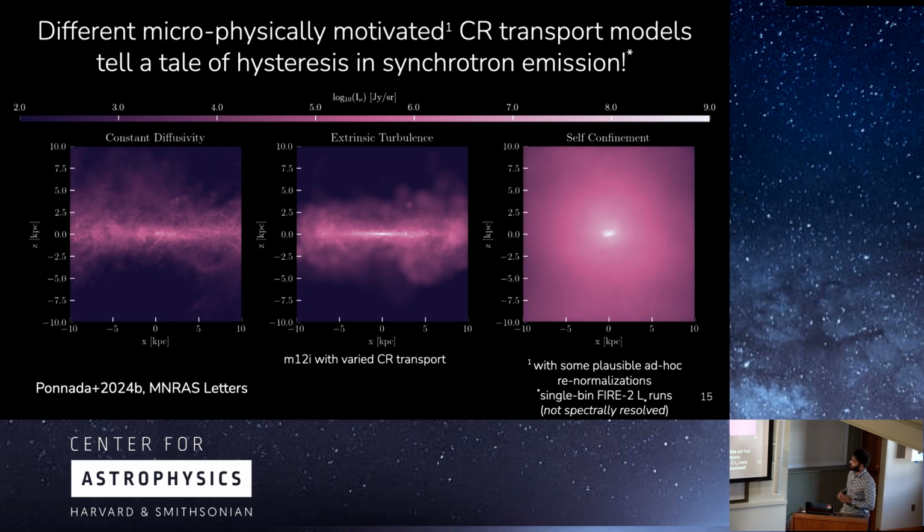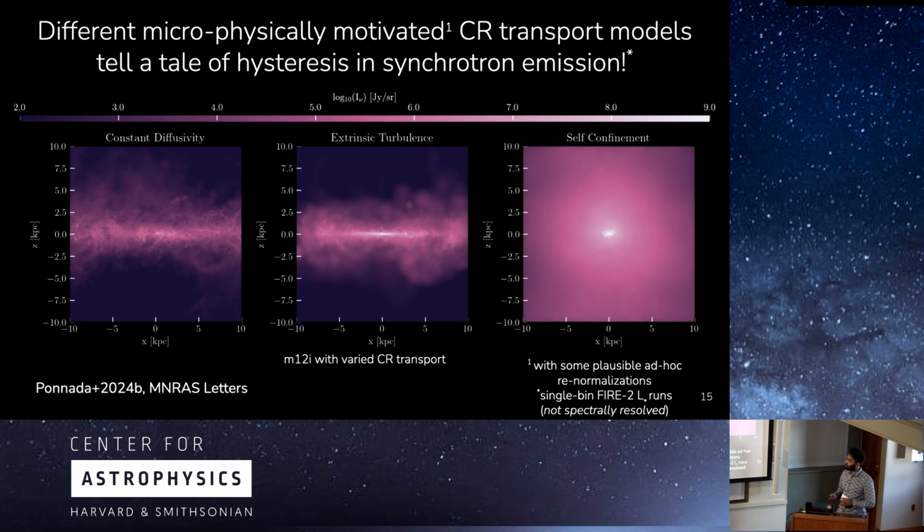Specifically, these self-confinement motivated models predict very bright and smooth synchrotron emission that's not like what we see for star-forming Milky Way-like spiral galaxies. And so it adds to a recently growing body of literature suggesting that we can probably rule out this class of models. But really, we have no idea what's going on with cosmic ray transport.